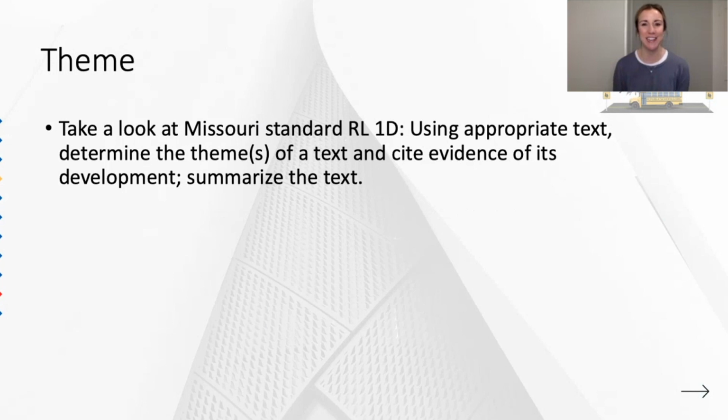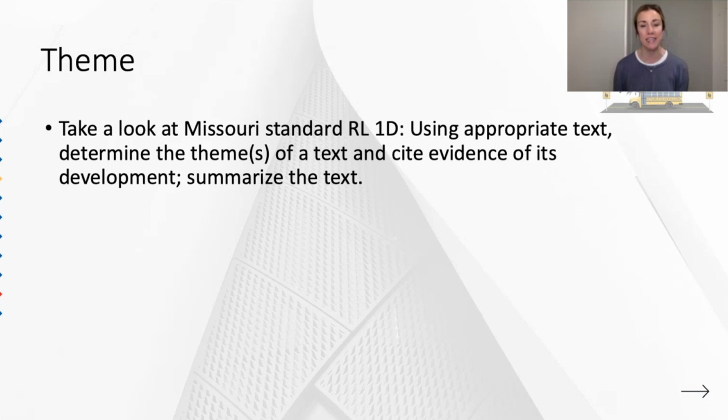First, let's look at the standard. We always start with this. In Missouri, by the time you get to 6th grade, you should be able to use appropriate text and determine the theme of a text while citing evidence of its development. You will also need to summarize. We need to be careful here because theme and summary are not synonyms. They are not the same thing, but oftentimes finding one will help you with the other.